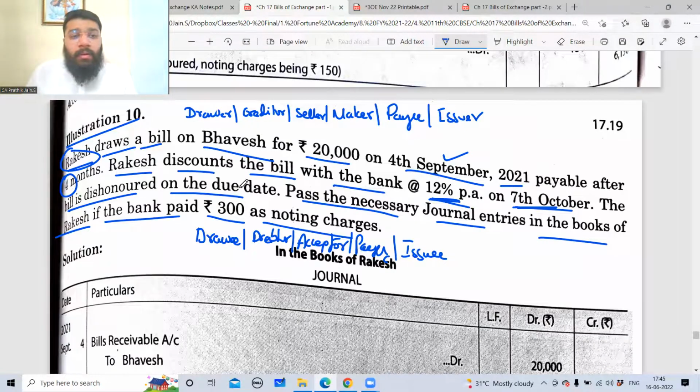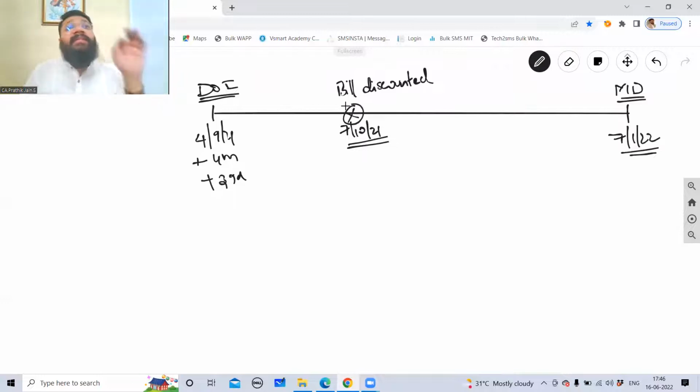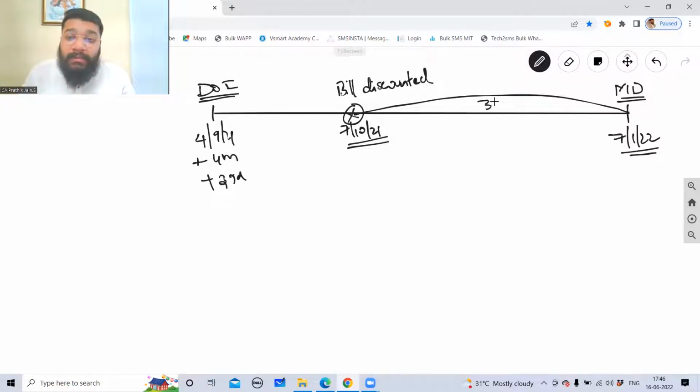Now, Rakesh discounted the bill with bank on 7th October. So here on 7/10/21, bill is getting discounted. So please tell me, guys, on this date, you have received money from bank. So you've enjoyed bank's money. You have enjoyed bank's money for how many months? 3 months. So interest will be calculated for 3 months. Clear with this concept? Okay.